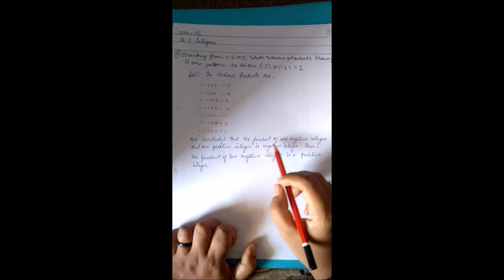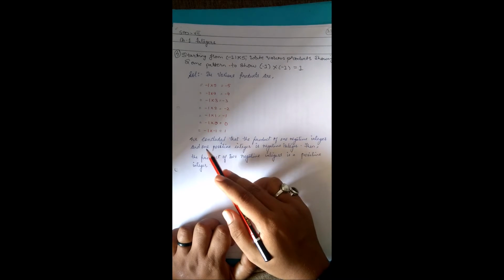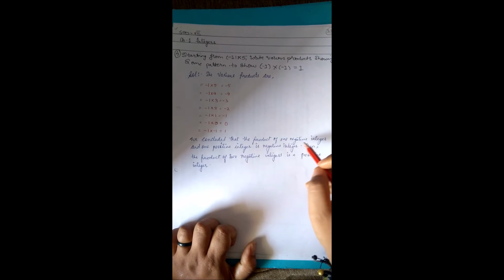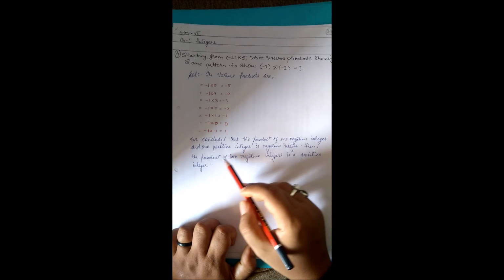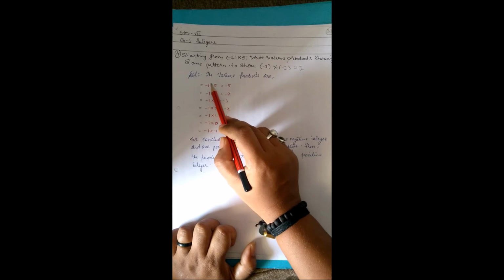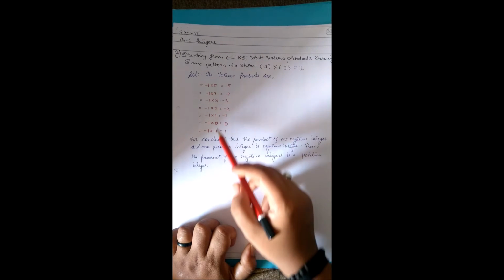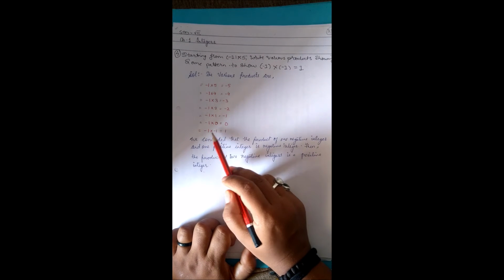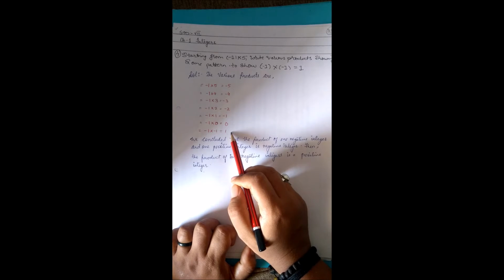We conclude that the product of one negative integer and one positive integer is a negative integer. Then the product of two negative integers is a positive integer. This is negative, positive, so negative. This is negative, negative, so negative, negative will become positive.